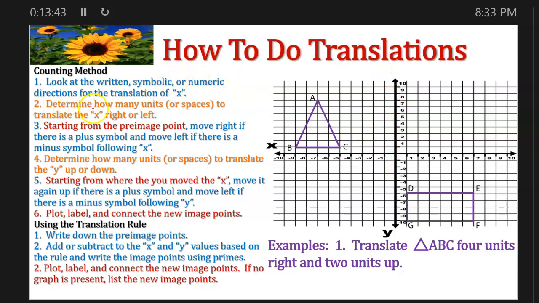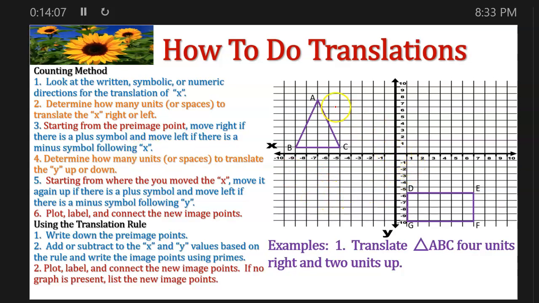Now, step 2 says to determine how many units or spaces to translate the x, right or left, and it tells you in the instructions what to do, so we didn't have to think too hard on that one. But then it says starting from the pre-image point, move right if there is a plus symbol and move left if there is a minus symbol following the x.